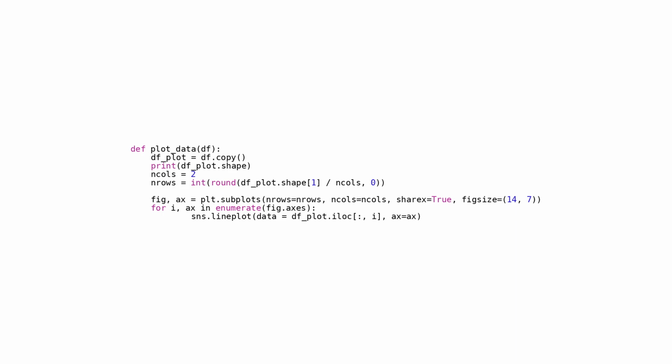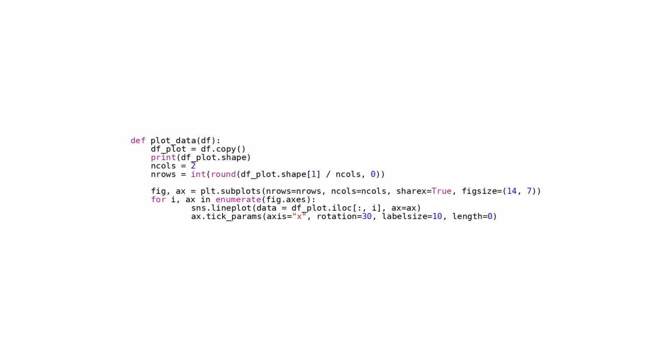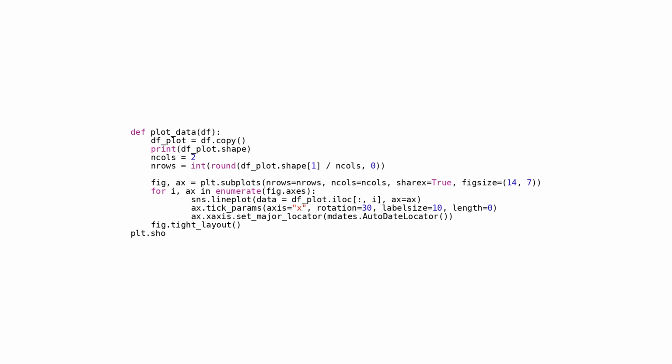This code goes through each axis in the figure and creates a line graph for every column in the data frame using the sns.lineplot function. This code segment defines how the tick marks, rotation angle, and major locator are set for the x-axis in every subplot. The figure's layout is adjusted using fig.tight_layout. Next, the plot is displayed using plt.show.